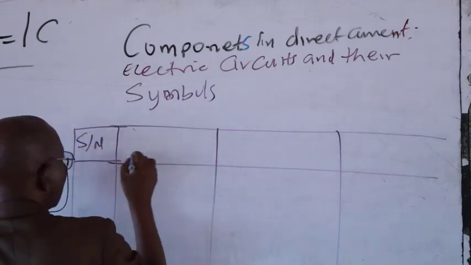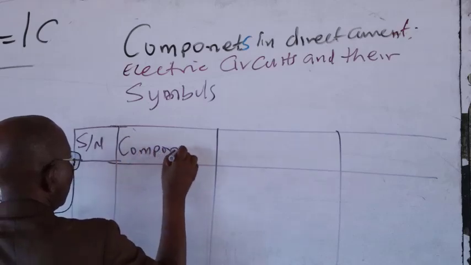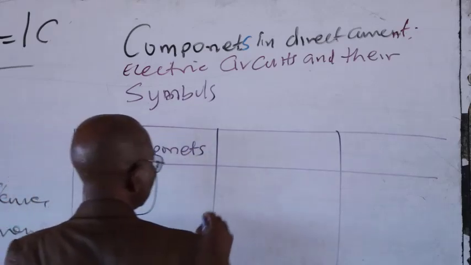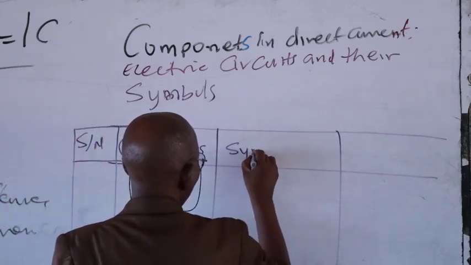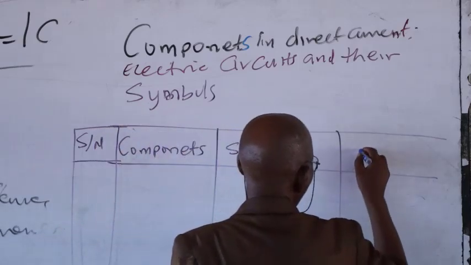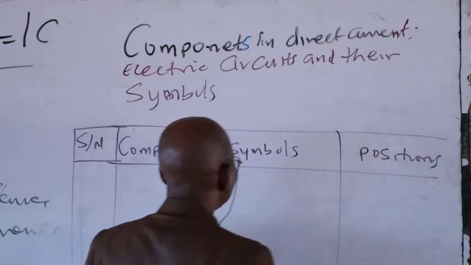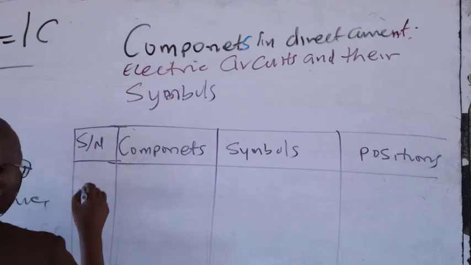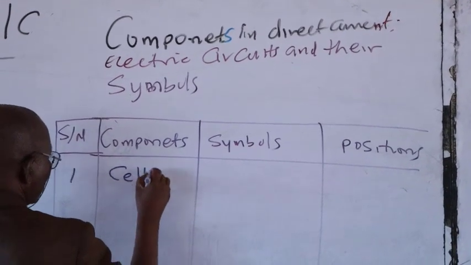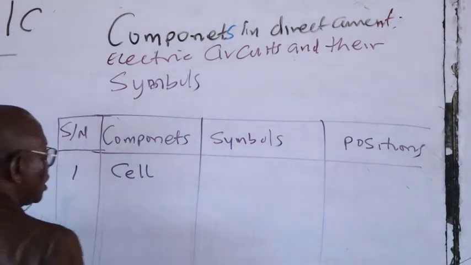Serial number. You have components. You have symbols, then you have their position. Number 1, we have cell. The symbol of a cell.